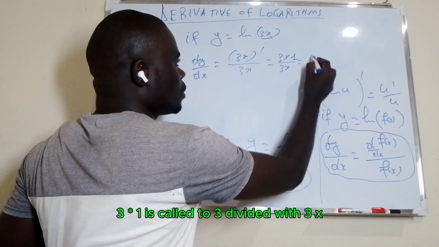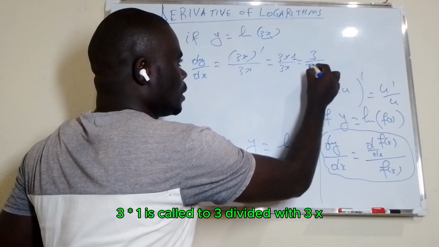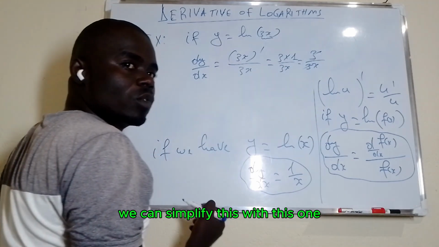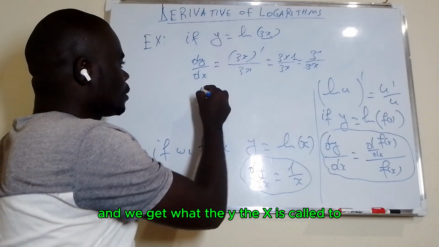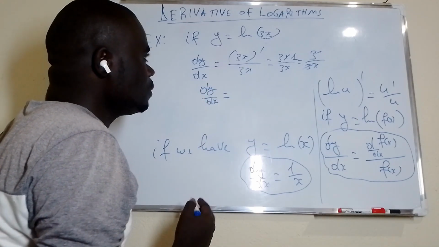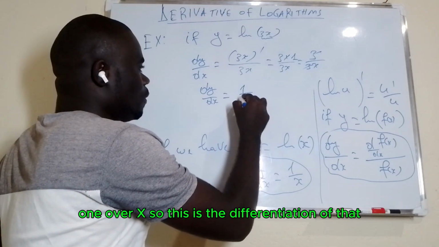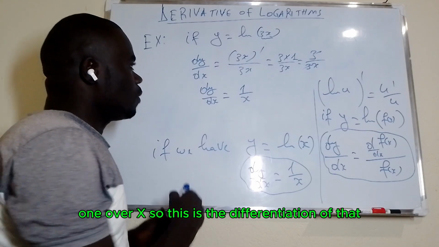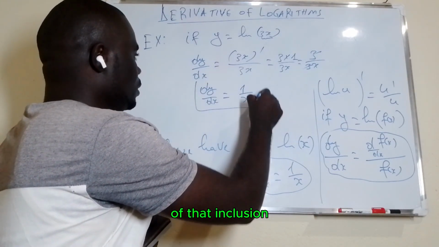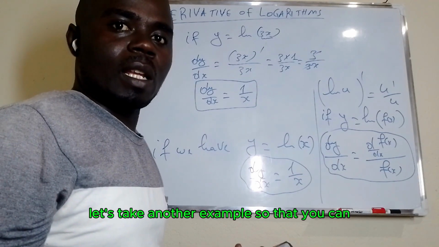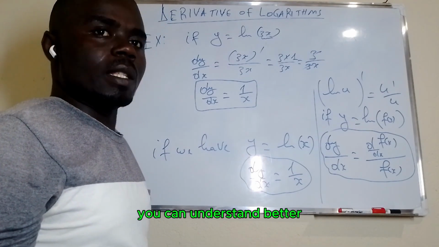And this is equal to 3 times 1, which is 3, divided by 3x. Then you see that we can simplify, and we get dy/dx equal to 1 over x. So this is the differentiation of that equation. Now, this is one example. Let's take another example so that you can understand better.